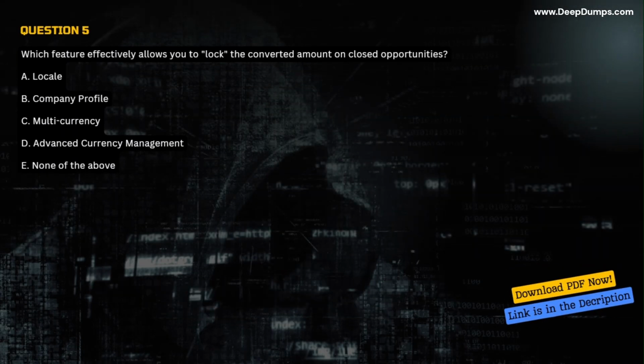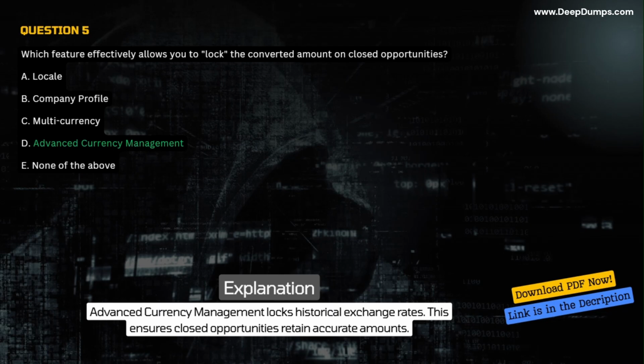Question 5. Which feature effectively allows you to lock the converted amount on closed opportunities? A. Locale. B. Company profile. C. Multicurrency. D. Advanced currency management. E. None of the above. Correct answer D. Advanced currency management. Explanation. Advanced currency management locks historical exchange rates. This ensures closed opportunities retain accurate amounts.